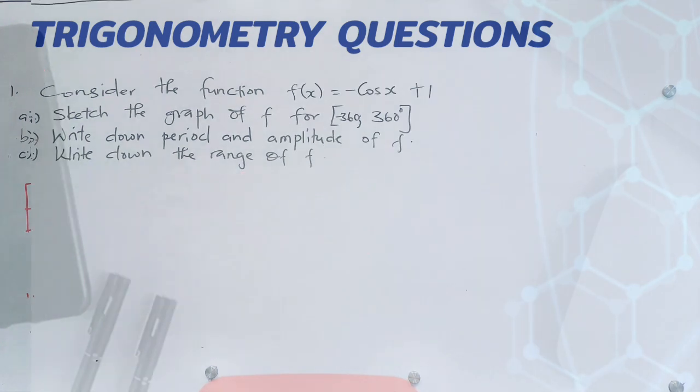Consider the function f of x is equal to negative cos x plus 1. Sketch the graph of f for negative 360 degrees up to 360 degrees. Write down the period and amplitude of f. Write down the range of f. So I need to sketch this graph first, then we determine period, amplitude, as well as the range. So here we need to draw our table.